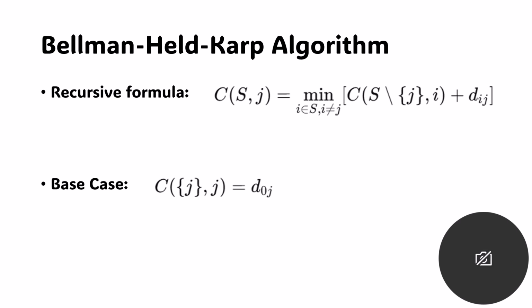Finally, to complete the cycle, we return to the origin. This algorithm has a time complexity of n squared times 2 to the n, which is a huge improvement over brute force's factorial time, but still only scalable up to about 40 to 60 cities.